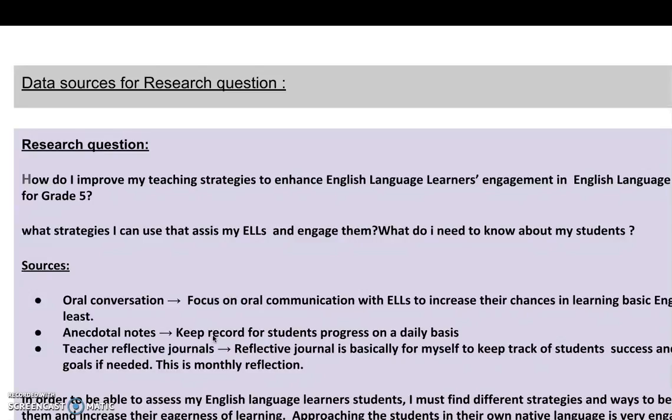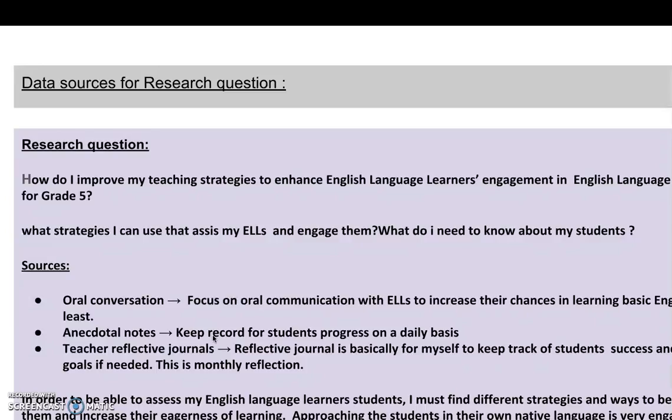Data source for research question. Research question: how do I improve my teaching strategies to enhance English language learners' engagement in English language arts classroom for grade 5? What strategies can I use that assess my ELLs and engage them? What do I need to know about my students?